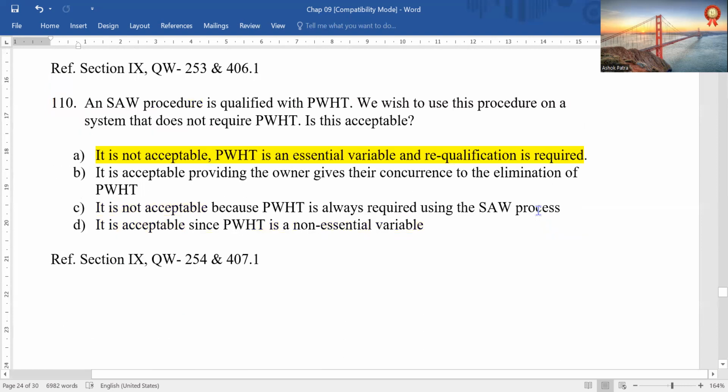A procedure is qualified with PWHT. We wish to use the procedure on a system that doesn't require PWHT. Is that acceptable? It is not acceptable. PWHT is an essential variable and requalification is required.